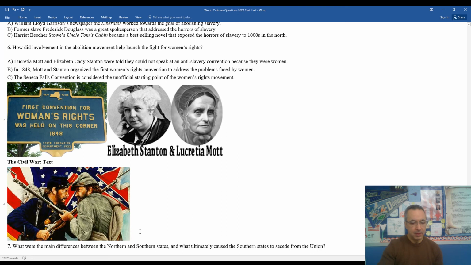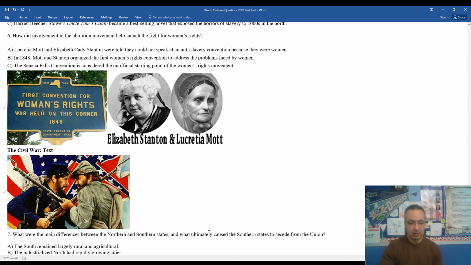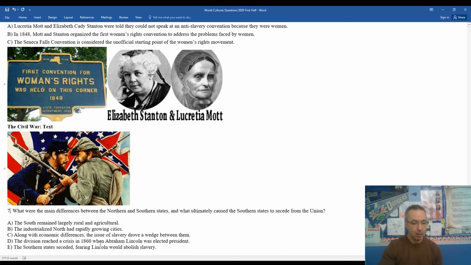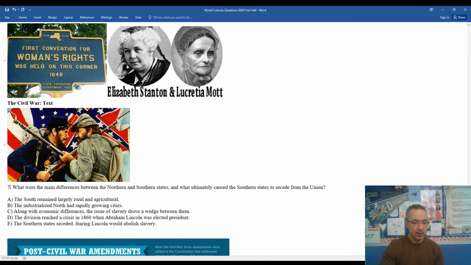27, what were the main differences between the northern states and the southern states? What ultimately caused the southern states to secede from the Union? The South remained largely rural and agricultural, whereas the North had industry and factories. Along with the economic differences, obviously the issue of slavery drove a wedge between the two regions. In fact, some argue that the North and the South in the United States developed as distinctively different countries during the 1800s.